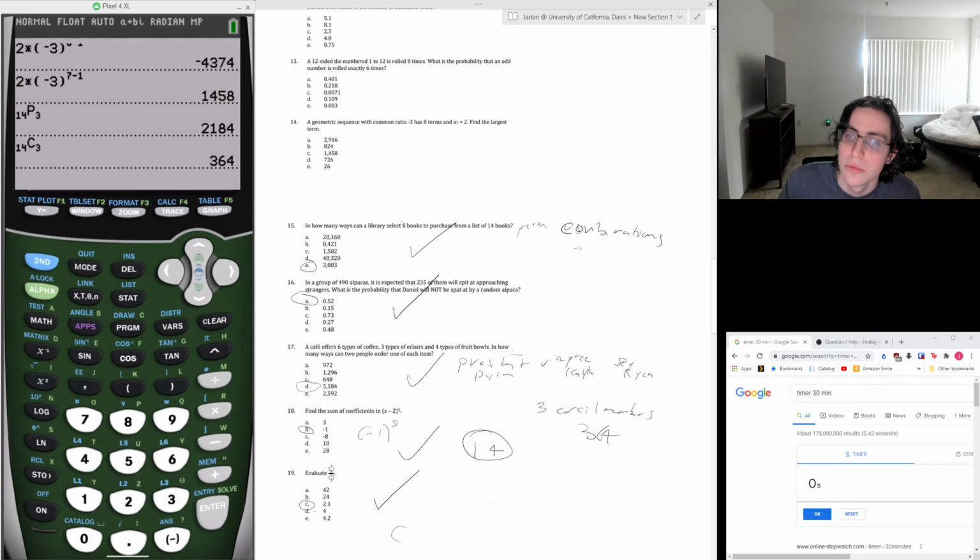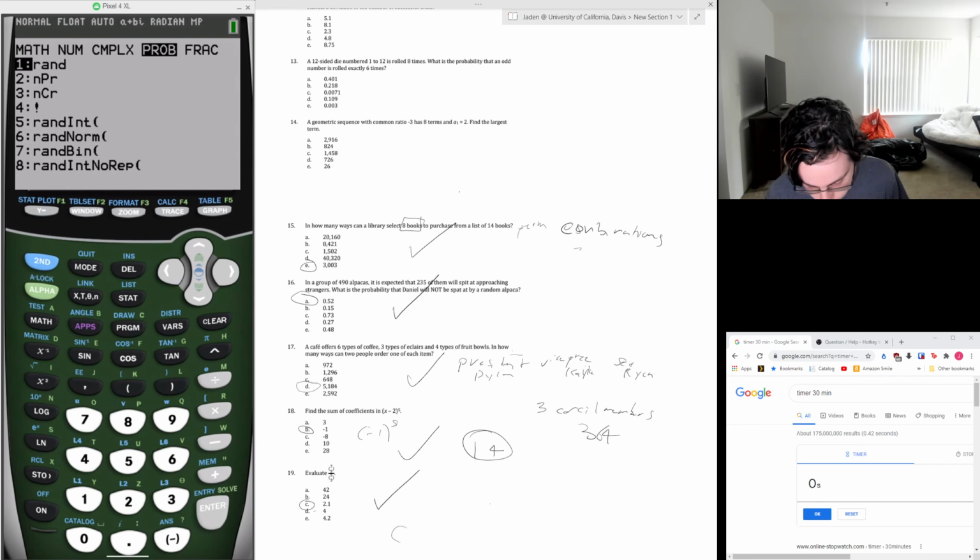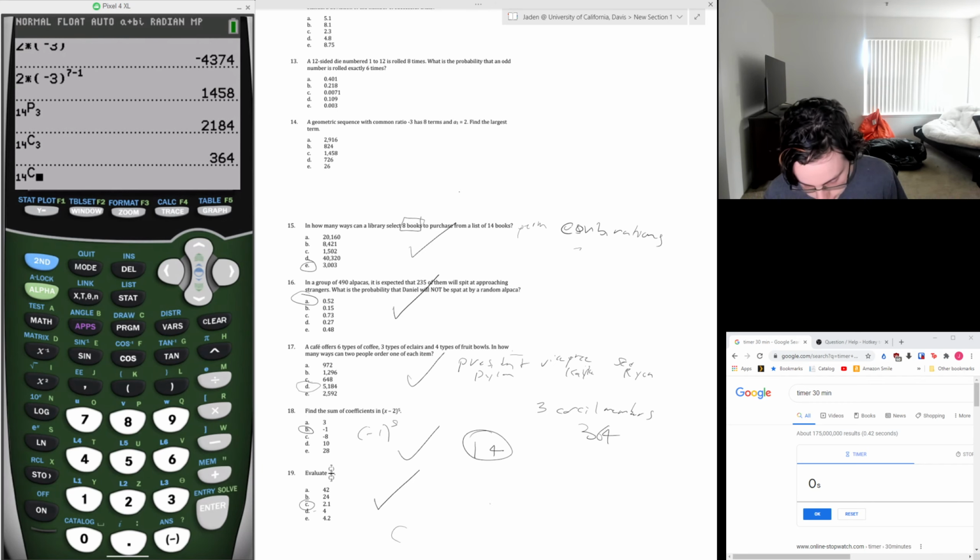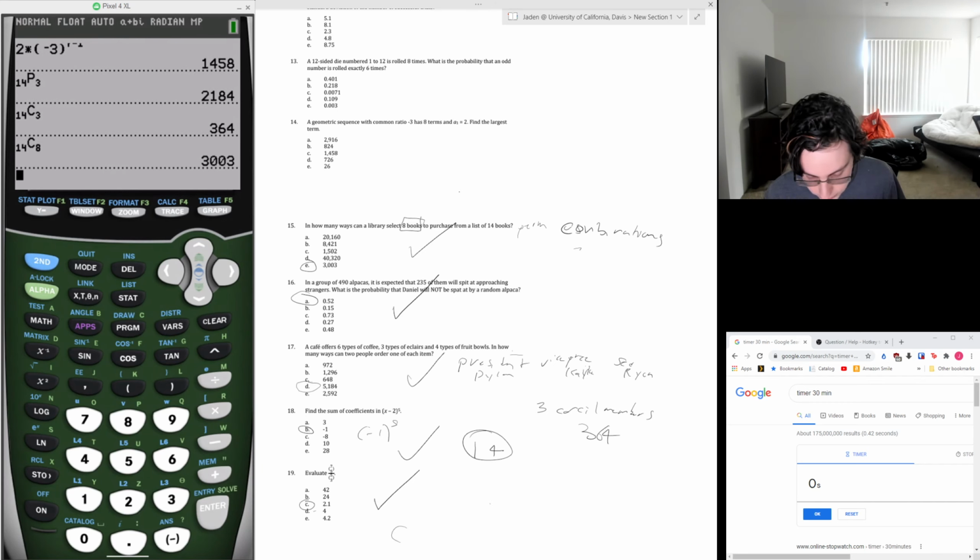So here, the order really doesn't matter that much. Intuitively, you can just say, I don't think it really matters which book is chosen first on the list. You're just choosing 8 books. So that would be combinations. 14 choose 8. So 3003. There's no other complications here.